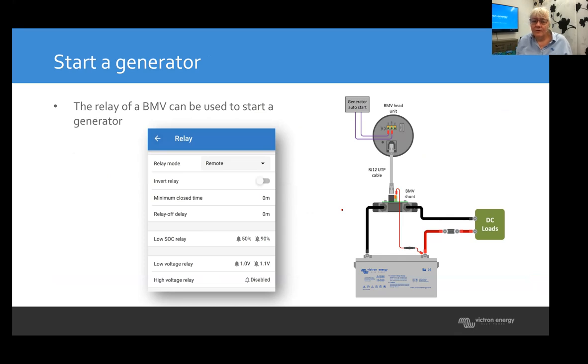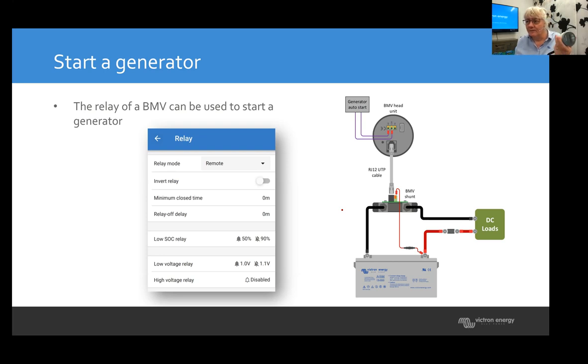Another thing you can do once the batteries get low is to start a generator. You can use, let's say, voltage to start a generator that way, but a better way would be to start a generator on state of charge. So you use the alarm relay. A BMV comes with, if you look at the back of it, here it is, the alarm relay contact, and you can feed that into a generator auto start, and then you can say, batteries below 50%, start the generator until the batteries recover to maybe 80 or something like that, then turn the generator off again.